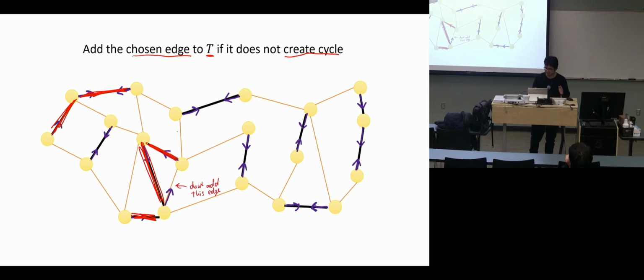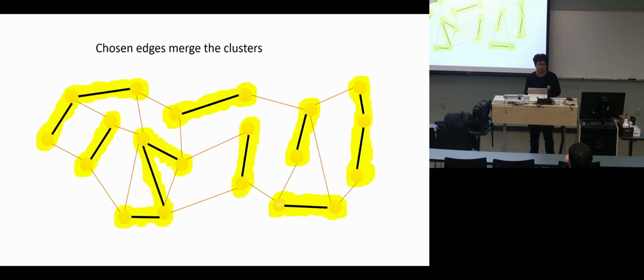So just this. And then once you add all these edges without creating a cycle, these chosen edges would merge the clusters. So yeah, this thing would become one cluster. And that's when you're done with the first round.